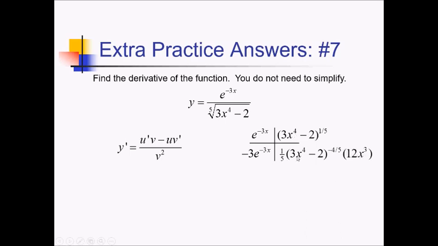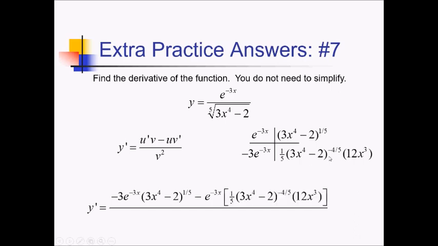Now putting it all together with the ribbon, I've got a big fraction, negative 3e to the negative 3x times this 1/5 term here. And then going the other way, we've got e to the negative 3x times all of this craziness. And down below, we've got this term here, this 3x to the fourth minus 2 to the 1/5 raised to the second power. So I could call that the 2/5 power, or I could just put the 1/5 inside and put the 2 outside. Doesn't really matter. We didn't have to simplify.